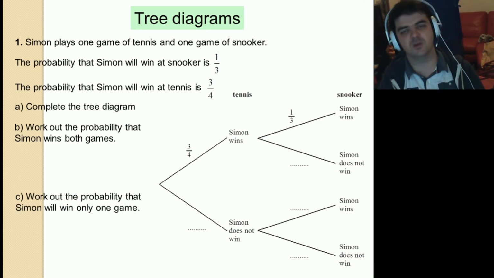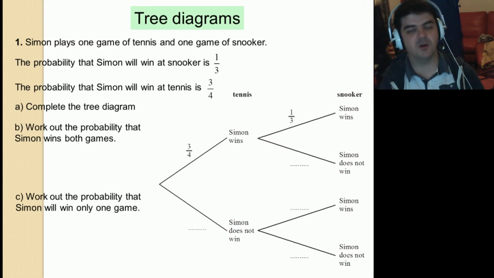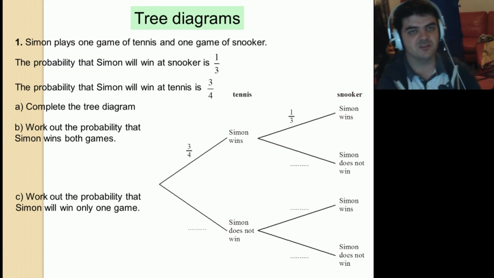Okay, so let's look at one question here, where we've been given a partial tree diagram and we have to fill out the rest. Simon plays 1 game of tennis and 1 game of snooker, and the probability that Simon will win at snooker is a third, and the probability that Simon will win at tennis is 3/4.